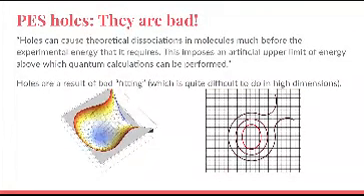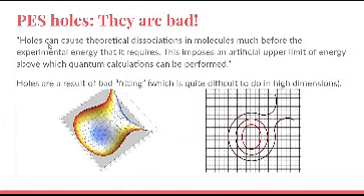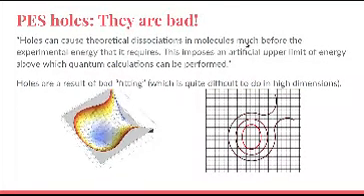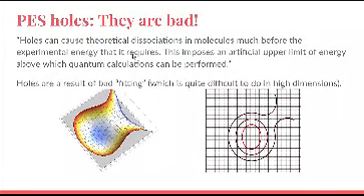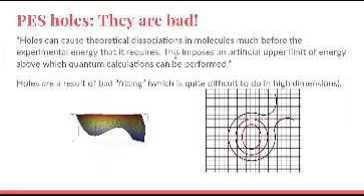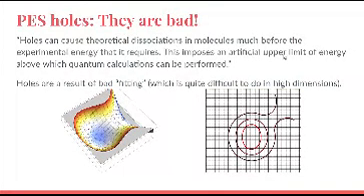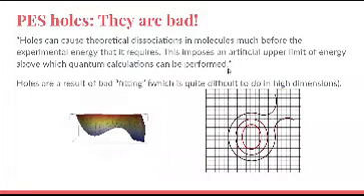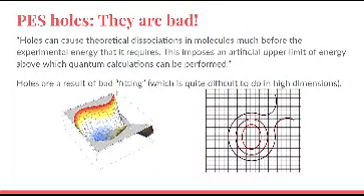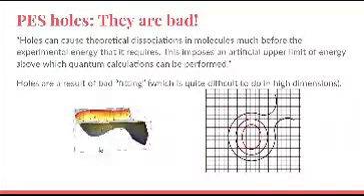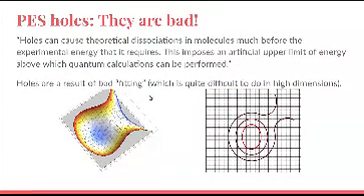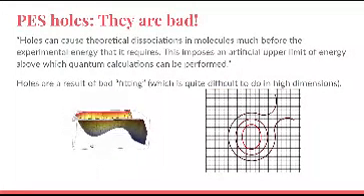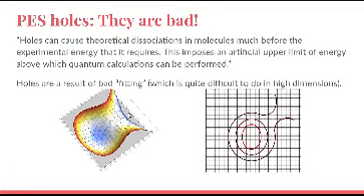Now, why is it important to find these holes? It is important because holes can cause theoretical dissociations in molecules much before the experimental energy that it requires. This poses an artificial upper limit of energy above which quantum calculations can be performed. If this was a two-dimensional potential energy surface and the red contour was the energy of the molecule, then it would quickly go into the hole and dissociate.